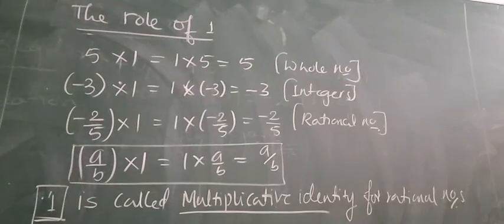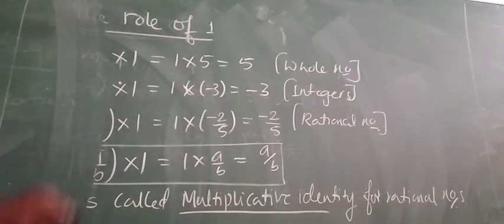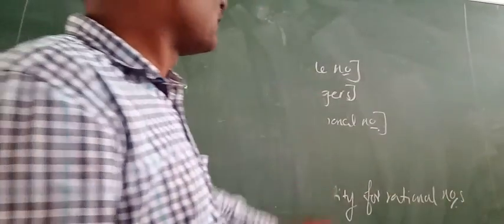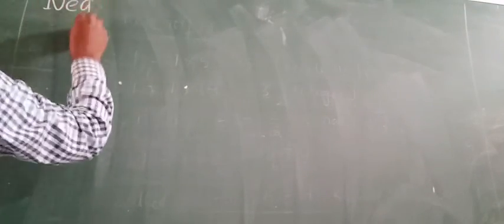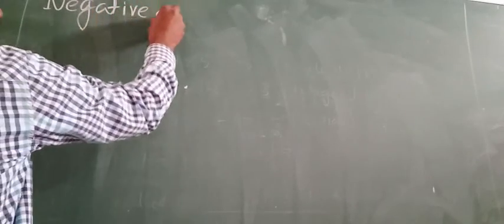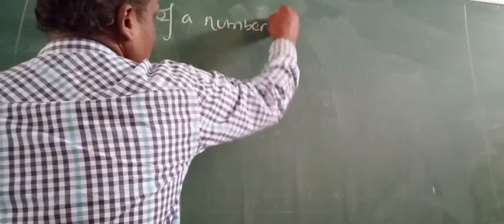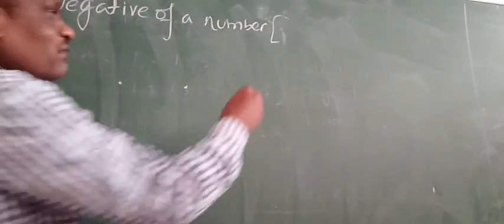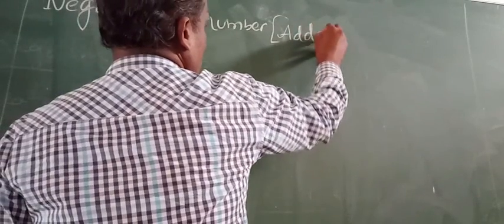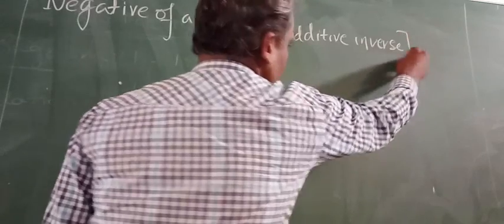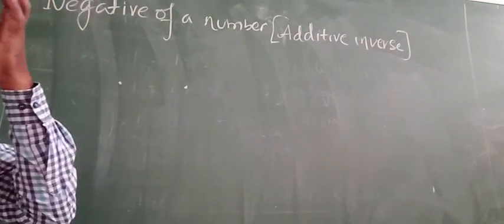Let us see the negative of a number. Or another name is there, additive inverse. We call that additive inverse or negative of a number. So let us write negative of a number, or otherwise it is also called additive inverse. Negative of a number or additive inverse.